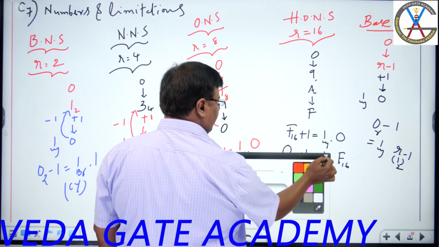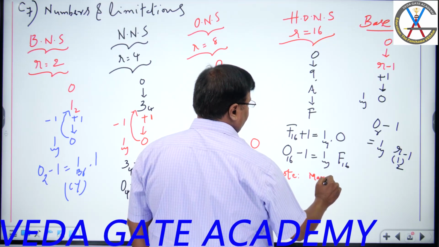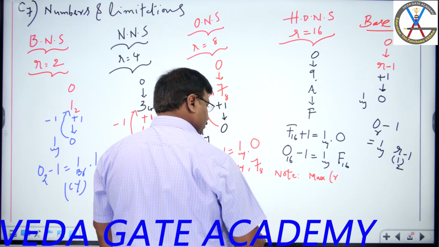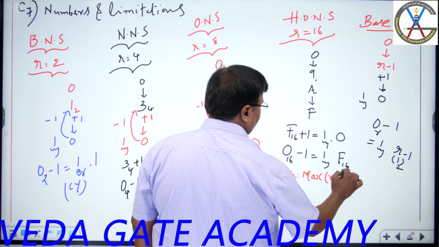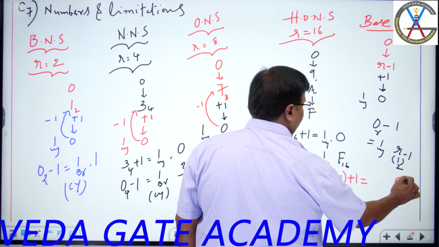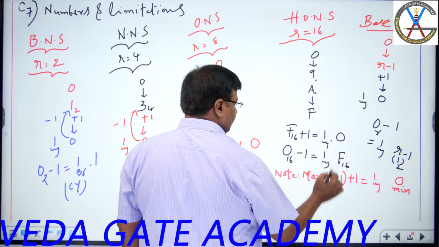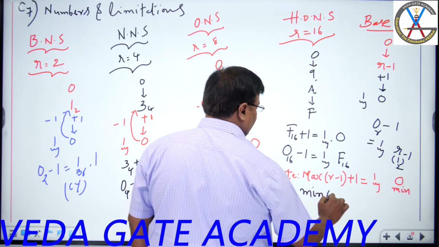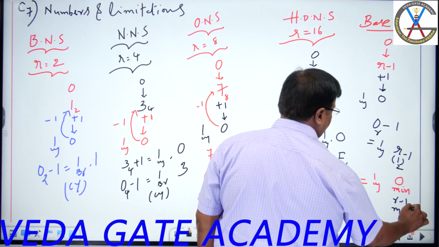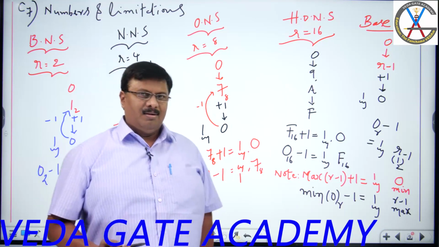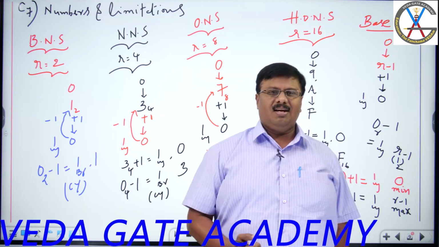Overall, can I just note one thing? Maximum number, that is R minus 1, plus 1 is equal to 0. 0 is a minimum number, right? With the carry 1. Similarly, minimum number, that is 0, minus 1 is equal to R minus 1, that is maximum, with the borrow 1, but we'll call it as carry. Overall, maximum plus 1 is minimum, minimum minus 1 is maximum. Both the cases, carry appears. In the case of addition, it is carry. In the case of subtraction, it is borrow.